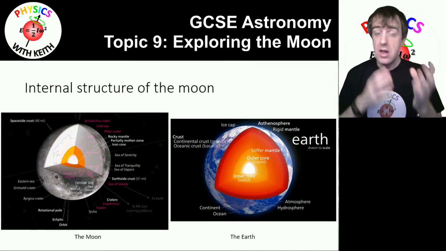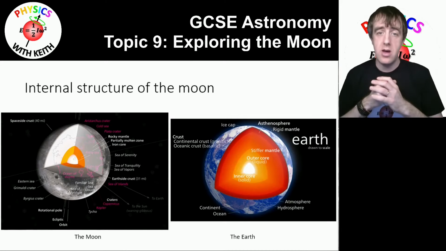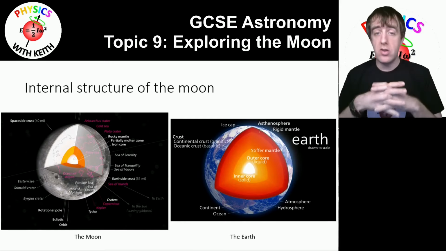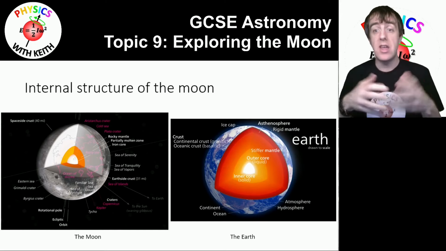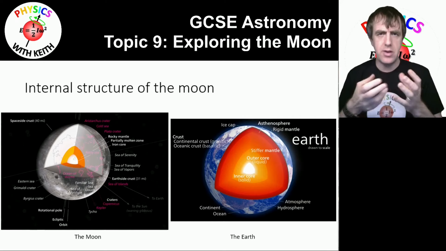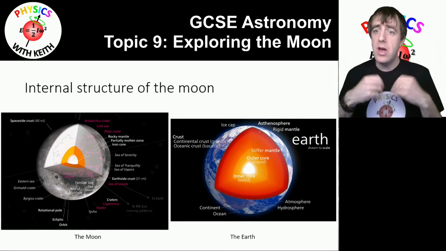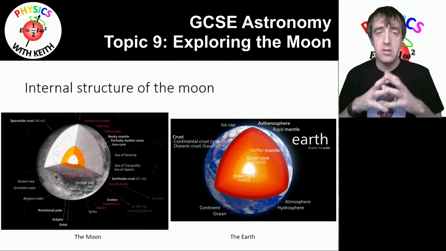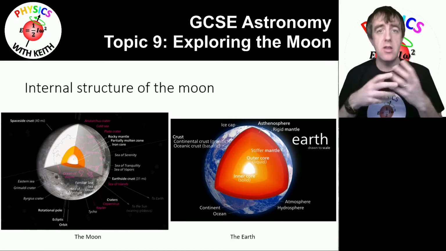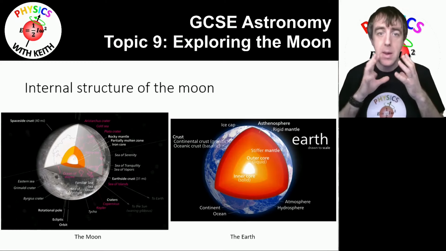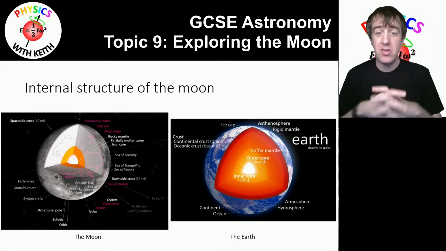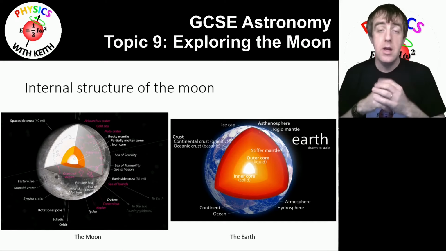As you can see here, it looks very similar to the internal structure of the Earth. There is a core made mostly of iron. That iron core is solid with a partially molten zone around it. The Earth's core has a liquid iron region around it, an outer core. And then the Earth has a mantle, which is mostly solid, but it's sort of a semi-liquid solid state. The mantle of the moon is mostly solid. And then both the moon and the Earth have a rocky crust.